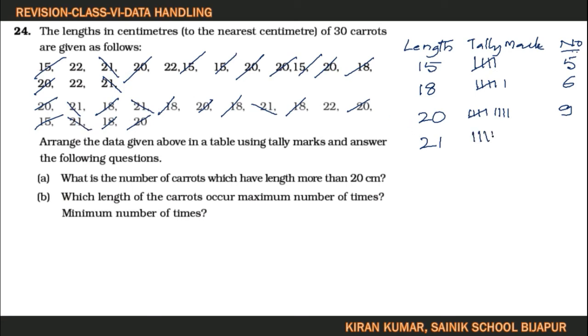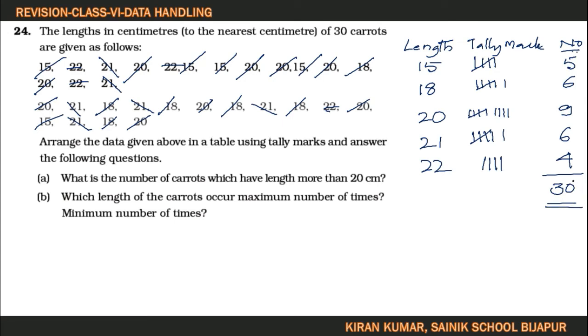1, 2, 3, 4, 5, and 6. Next we have 22. 1, 2, 3, 4. So 22, 4 in number. Let's add them. This will be 10 plus 9 is 19, plus 6 is 25, plus 5 is 30.